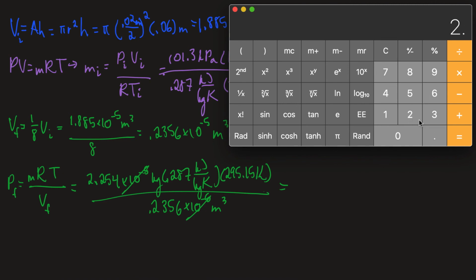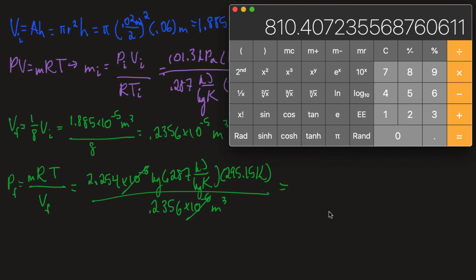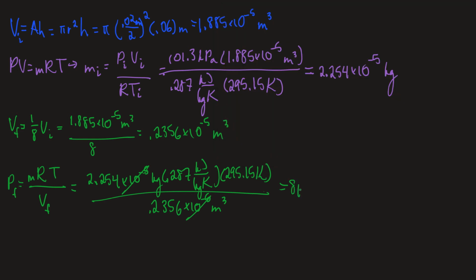So 2.254 times that 0.287 times the room temperature divided by that 0.2356, so that final volume. We get 810.41. 810.41, and this is pressure, so it's going to be units of kilopascals.